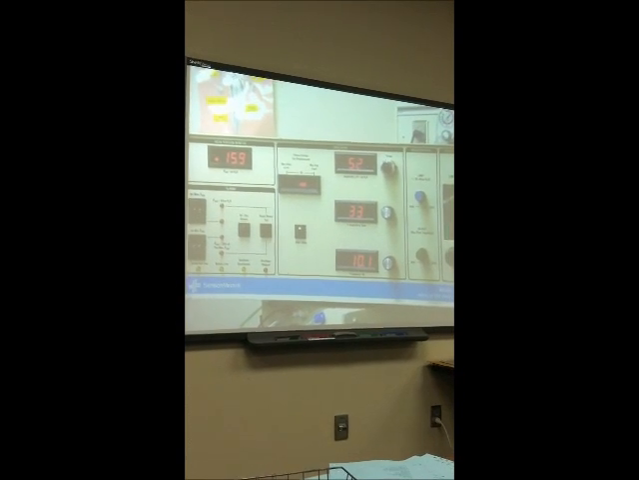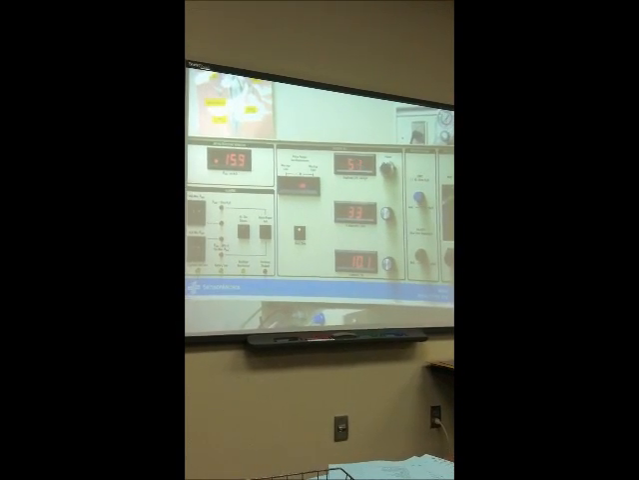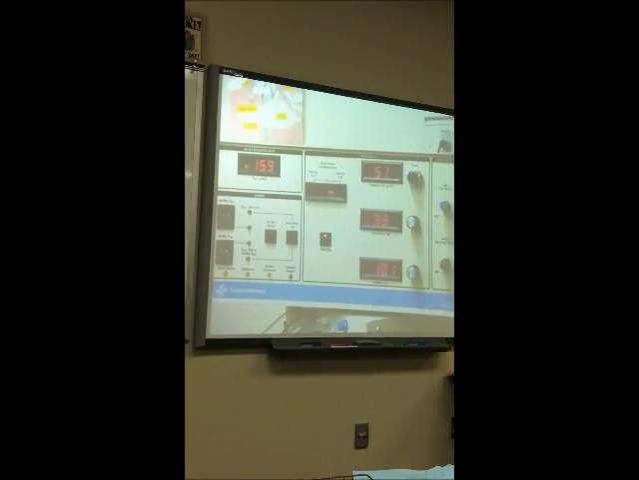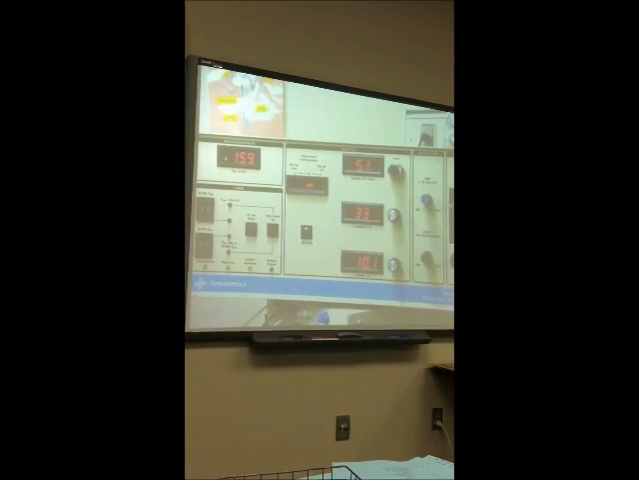Okay, inspiratory time, 33%. I'll probably mess it up. Bias flow is probably still at 20. Power, 2.5.